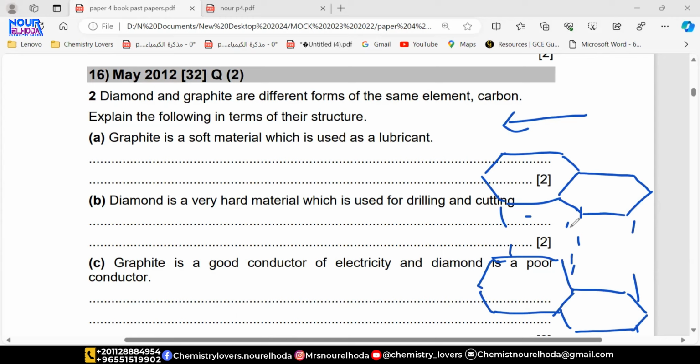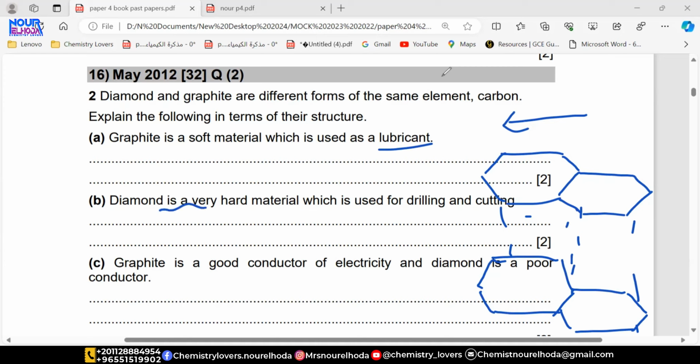Yes, tell me. You have a question? Correct, Fady. I'm going to say because they have weak forces of attraction between the layers, so they can slide over each other. That's why it can be used as a lubricant.